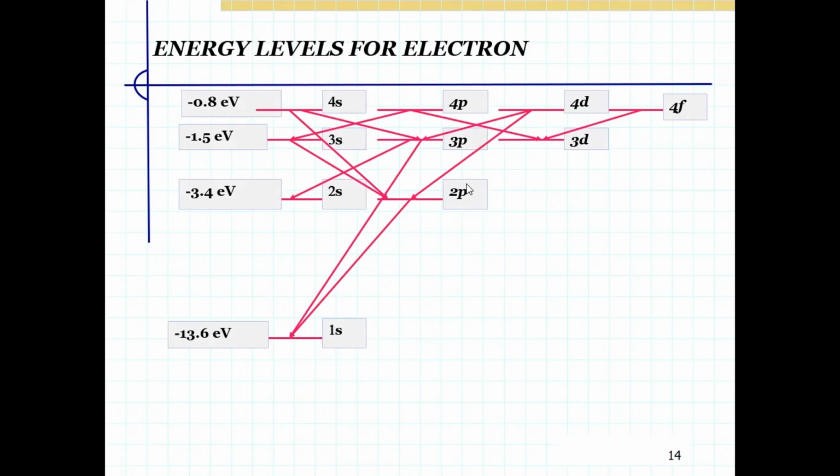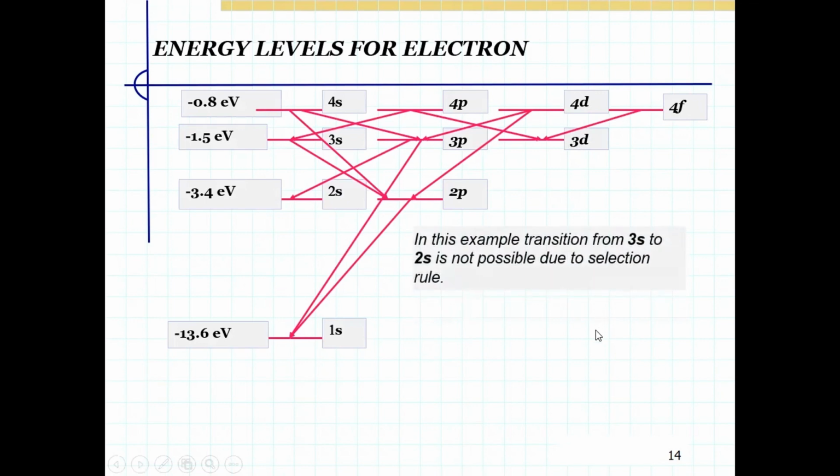P starts from 2, and D starts from 3, and F starts from 4. Now, in this example, you can see that the transition from 3s to 2s is not possible. You don't see any arrow showing a direction that an electron in this state will fall down to 1s and become closer to the nucleus. This kind of transition is not allowed.